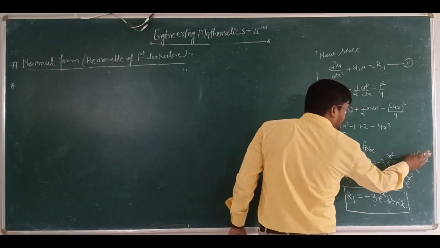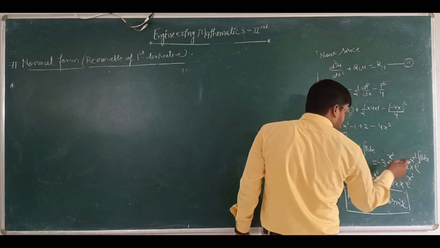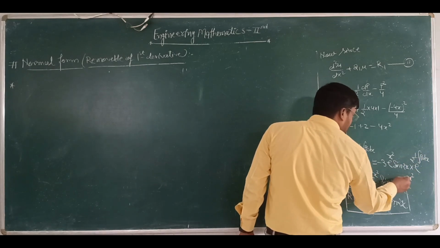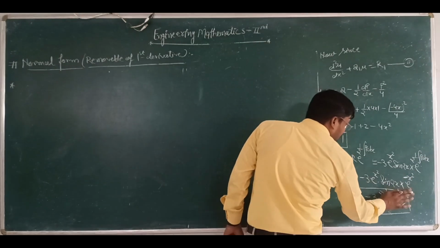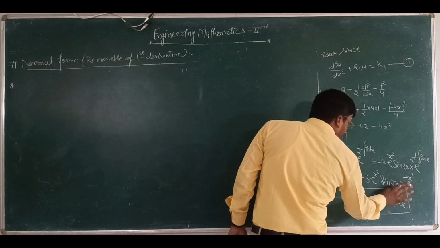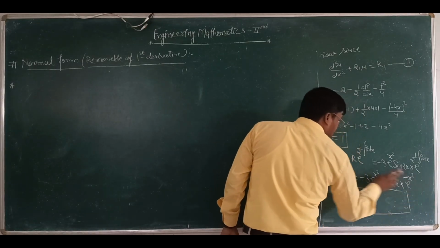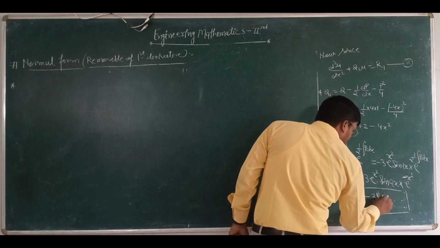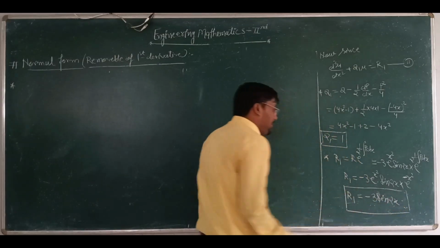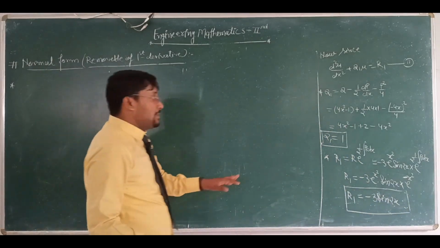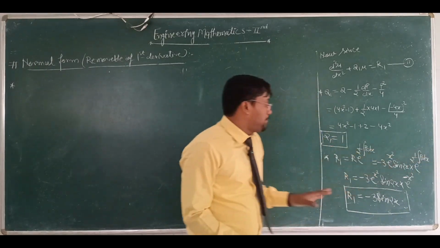Now you can put the value of p is equal to minus 4x. So the value of R1 is equal to, this is cancelled, −3 sin 2x.